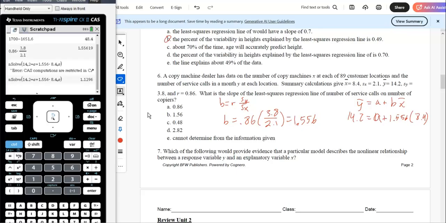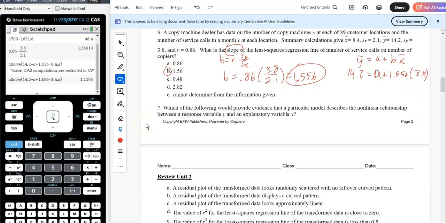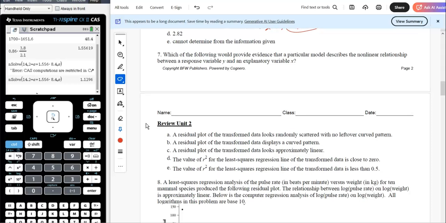So it helps to read the question. I was trying to get the equation, figure out a and b. What is the slope? Well, the slope is 1.556. So I think I had that like 2 minutes ago. So sorry about that. Read the question.